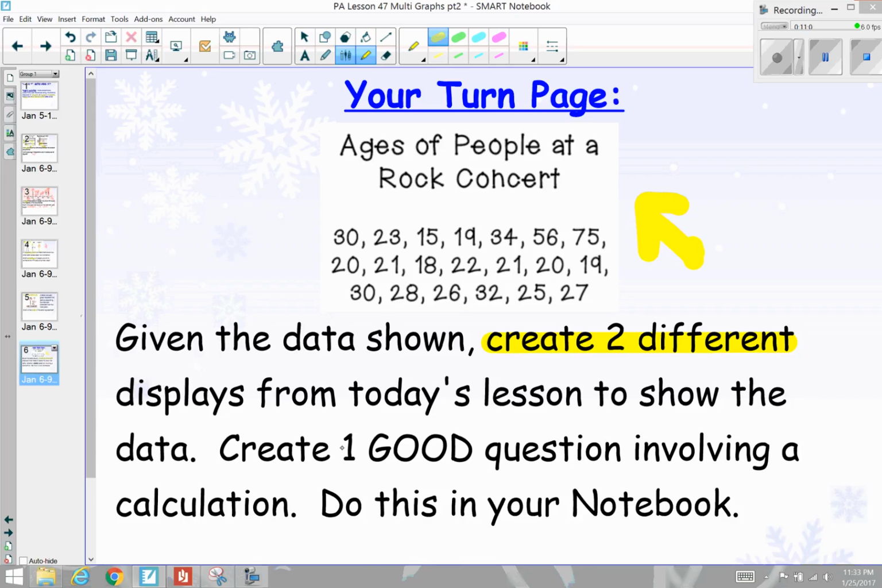And when you're done, I want you to write one good question that somebody else can answer, but this question has to involve some type of a calculation. So whoever answers it is going to have to do some calculation work to find the answer to your question. All right, so copy this problem down into your notebook, create the two different types of displays, and then write a good question in your notebook.